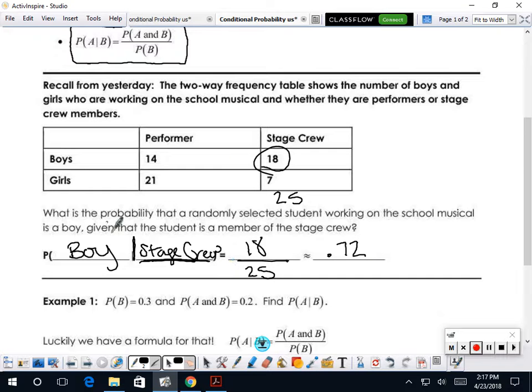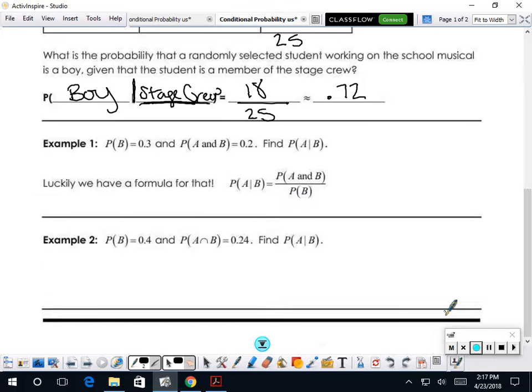Okay, so this is what we talked about on Friday. So looking at example 1, this is still the same stuff, okay, but this time it's not a word problem or a frequency table. Instead, it tells me the probability of B is 0.3, and the probability of A and B equals 0.2. Find the probability of A given B. Okay, so using our formula, the probability of A given B is equal to the probability of A and B divided by the probability of B.